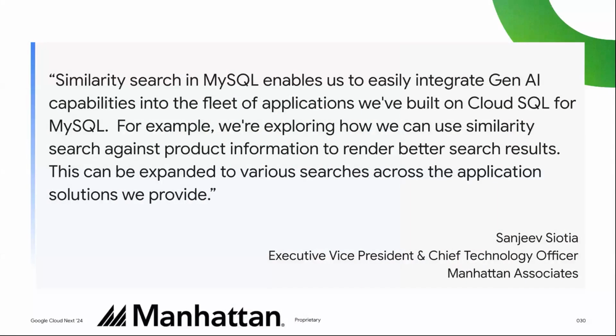Vector search has already been used by a lot of customers in our initial private preview, and now it's in public preview. For example, Manhattan Associates has been using it. It's helped them integrate Gen AI capabilities into their applications. They're using it for a lot of different capabilities. One example is searching against product information to deliver better search results. So we're really excited to hear how you use it yourselves as you start building Gen AI applications.